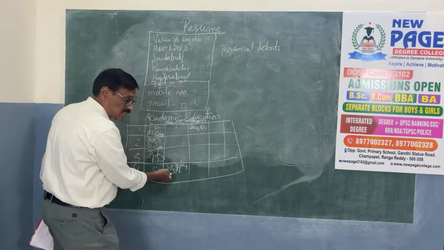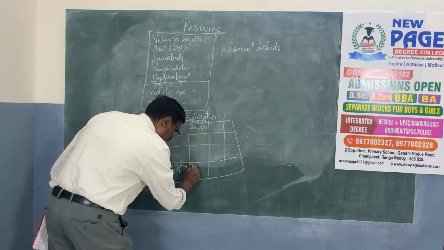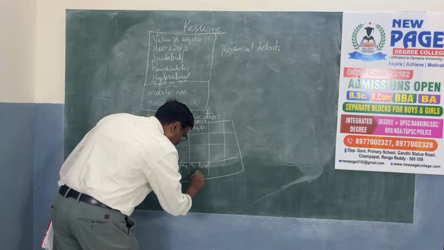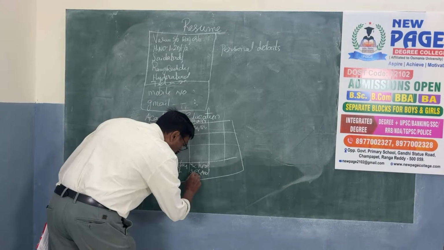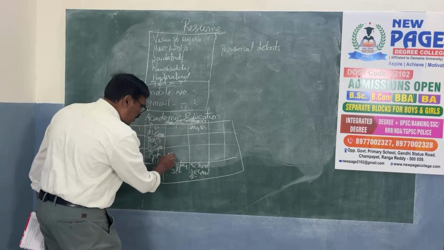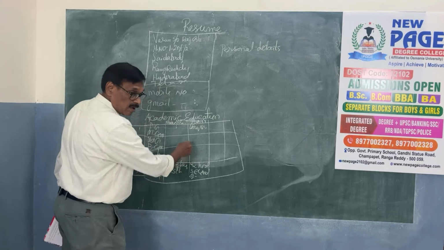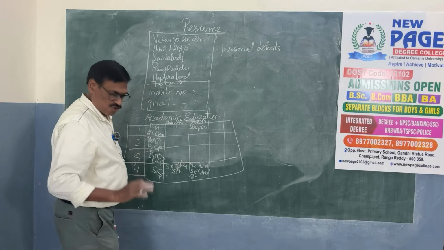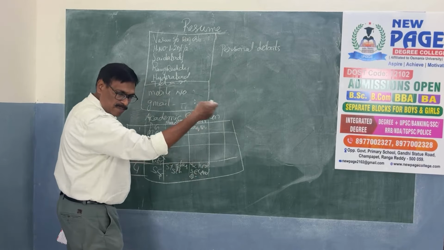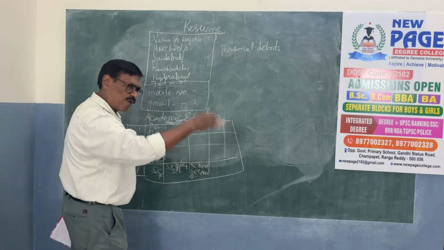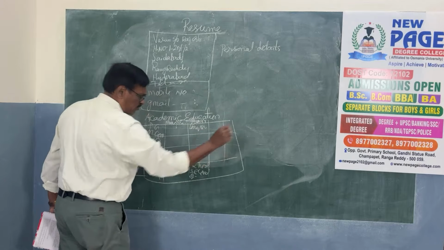What is the university for SSC? School secondary of education. In intermediate, we can say board of intermediate education. Then BCom, we can say Osmania University or Mahatma Gandhi University or Kakatiya University, wherever you studied, that you have to mention.